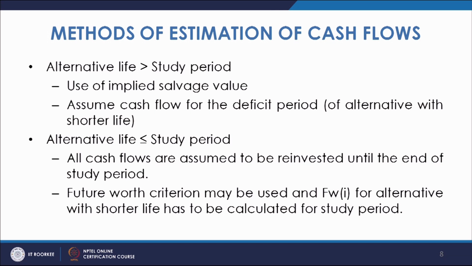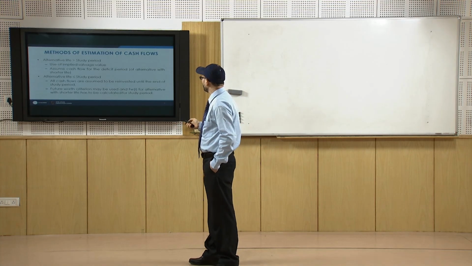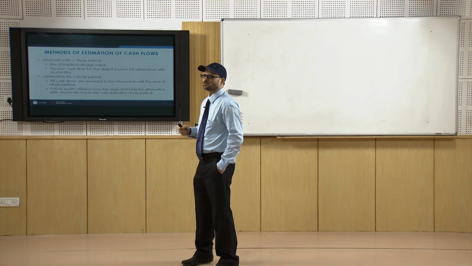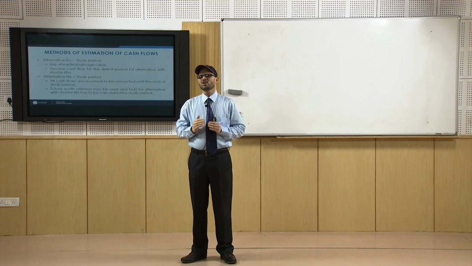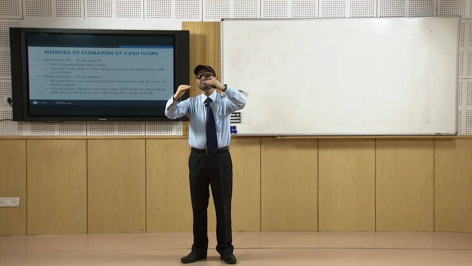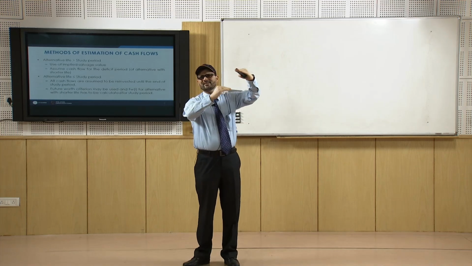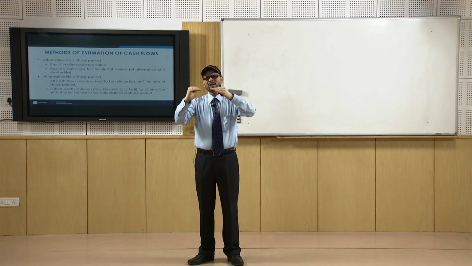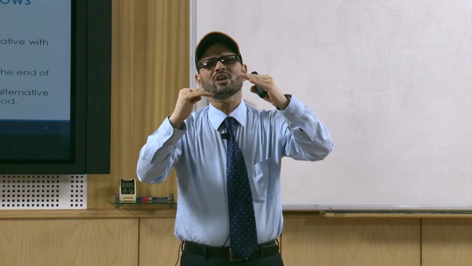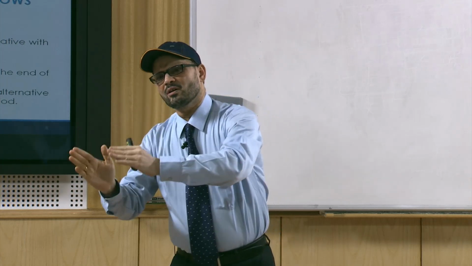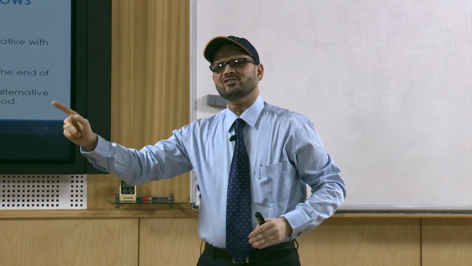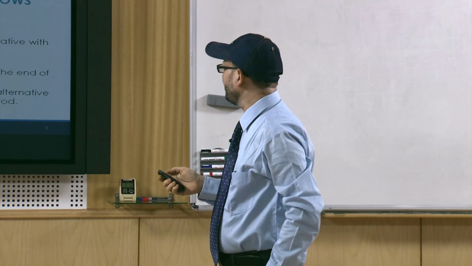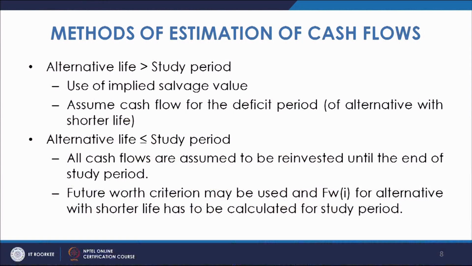Then in those cases, what happens if you are going for the future worth criterion. In certain cases you have the study period, and then you have the alternative life. Now, in that case, when one of the periods is small, at that point of time you will have certain future worth, and that is to be again mapped to the larger life period. So, that is what it means, that you can go for the FW criterion and you have to calculate the future worth till the end of the period.